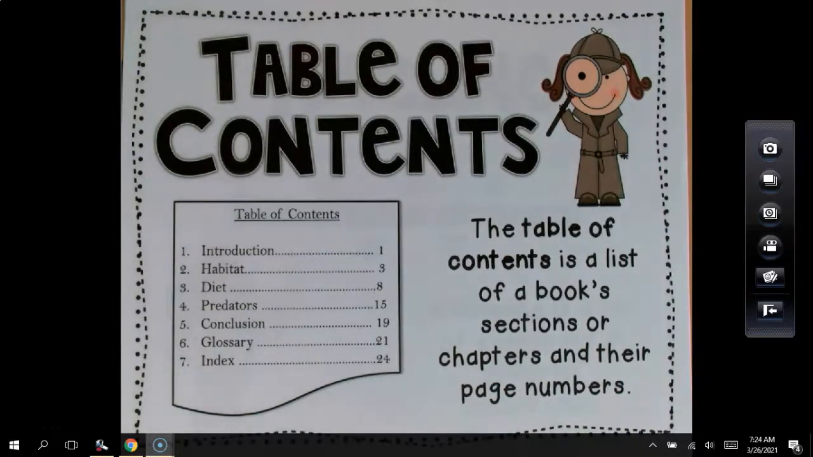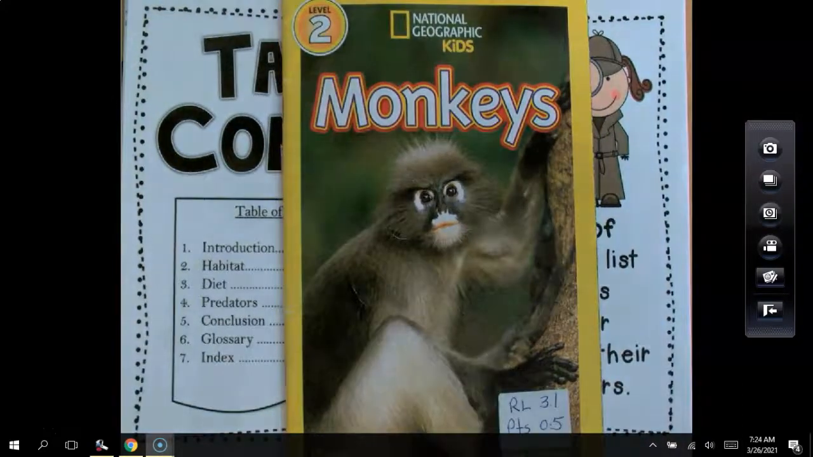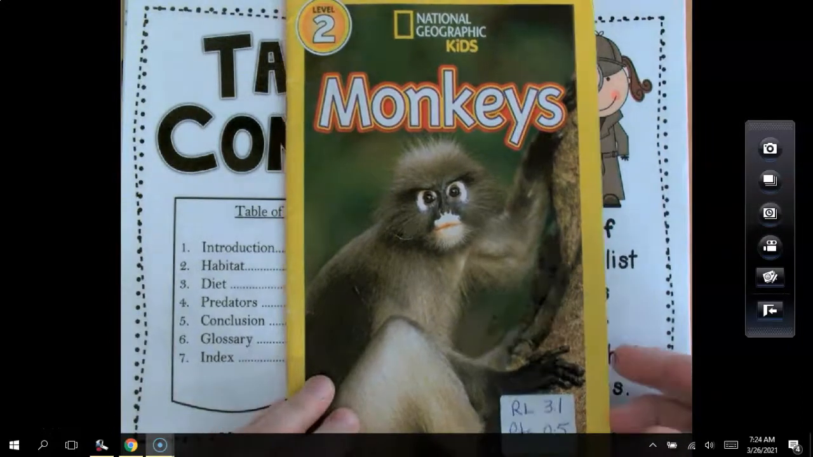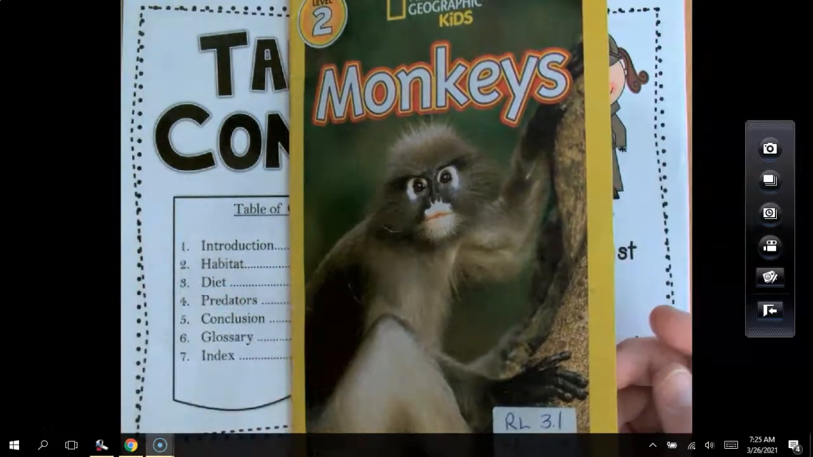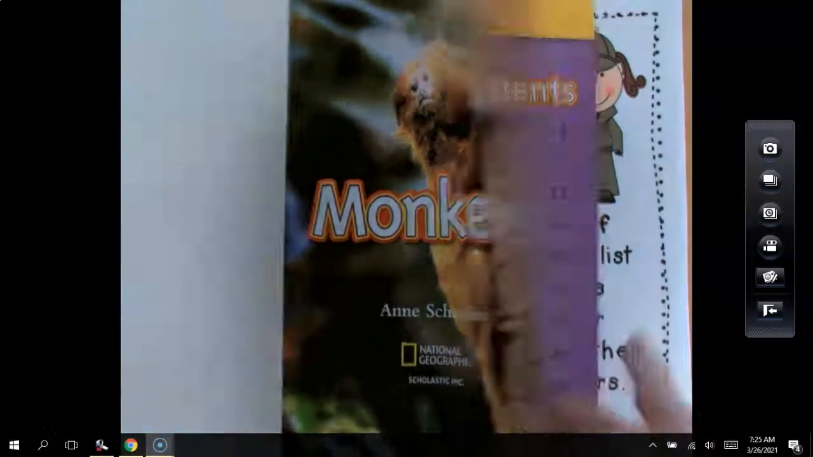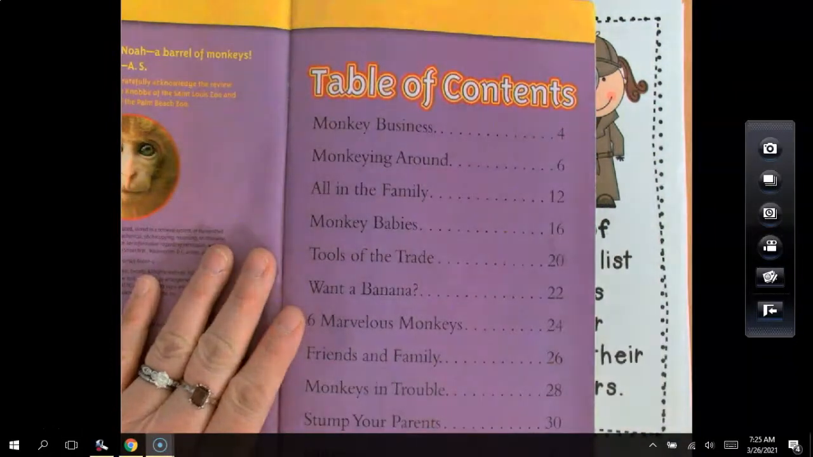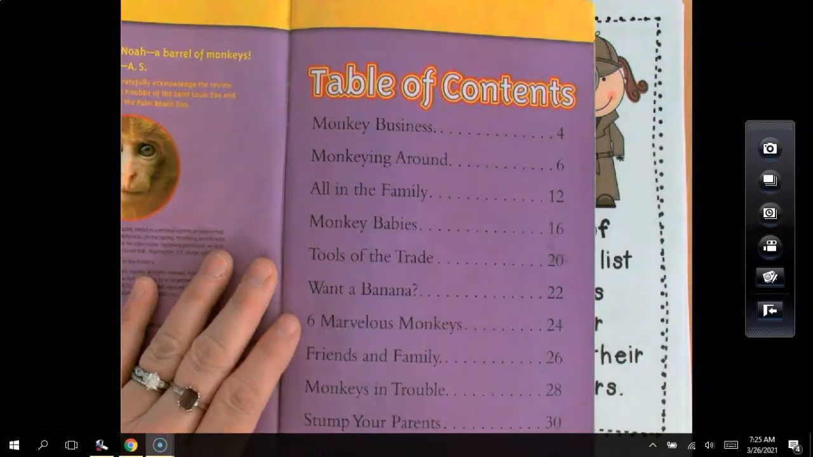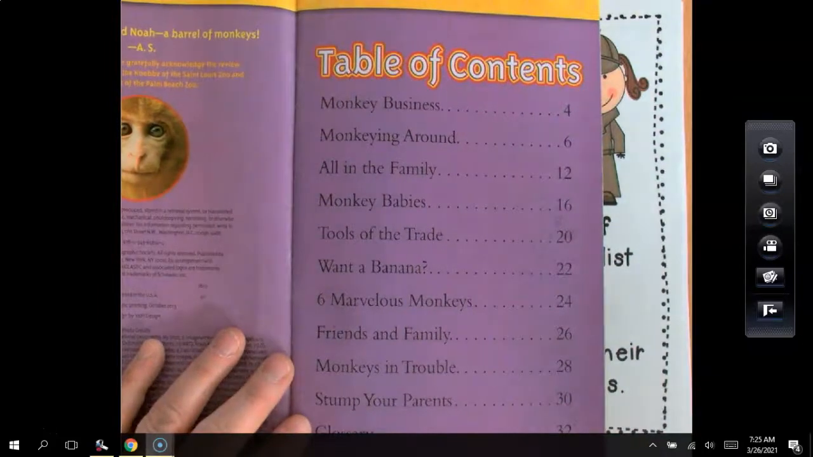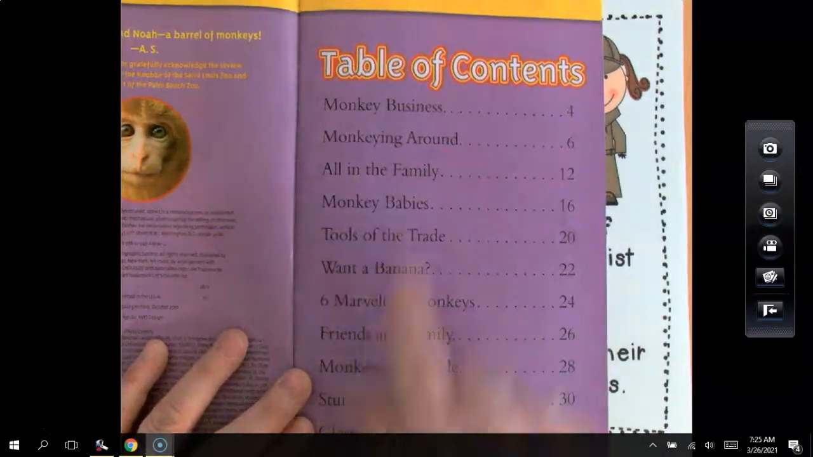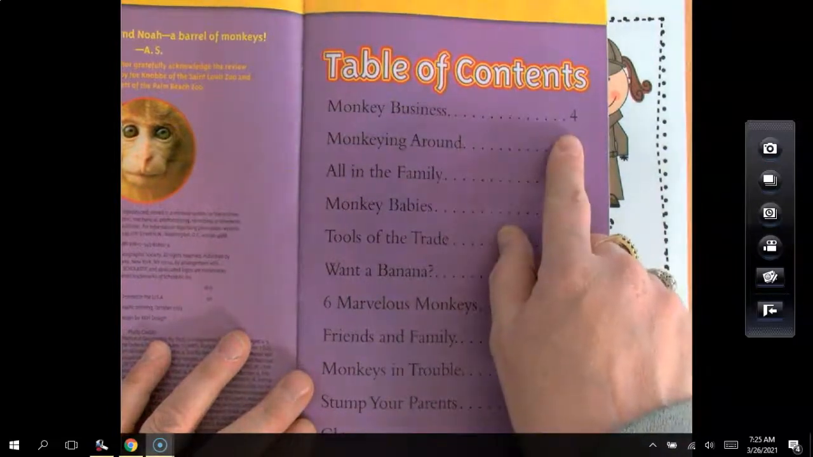Okay. If I, for instance, take this book, Monkeys, this is an expository text. It's informational. All of this information in this story is true. It's facts. Now, this, boys and girls, is a table of contents. I know that your teacher has talked to you about what a table of contents is. Now, a table of contents gives me all the chapters, and it tells me what chapter that starts on, or what page that starts on.